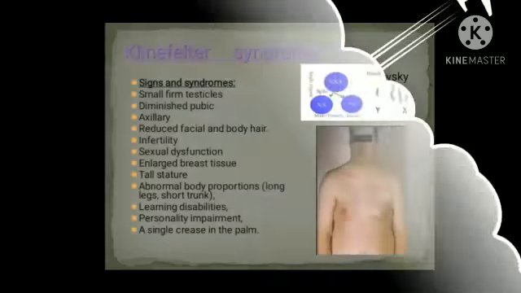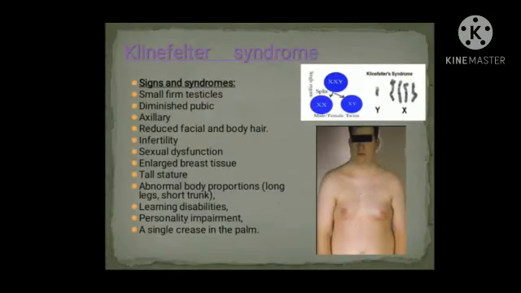The next example, Klinefelter syndrome. The main signs and syndromes: small secondary sex characteristics, diminished pubic, axillary, reduced facial and body hair, sexual dysfunction, enlarged breast tissue, tall stature, abnormal body proportions, learning disabilities, personality impairment, a single crease in the palm.